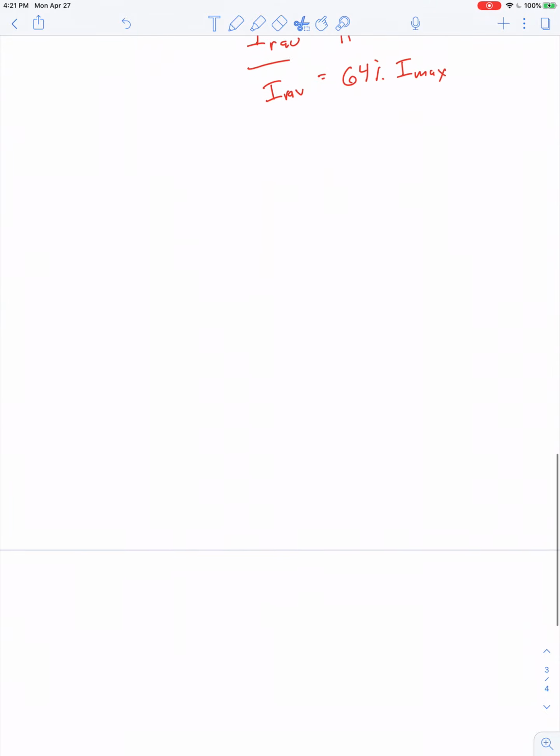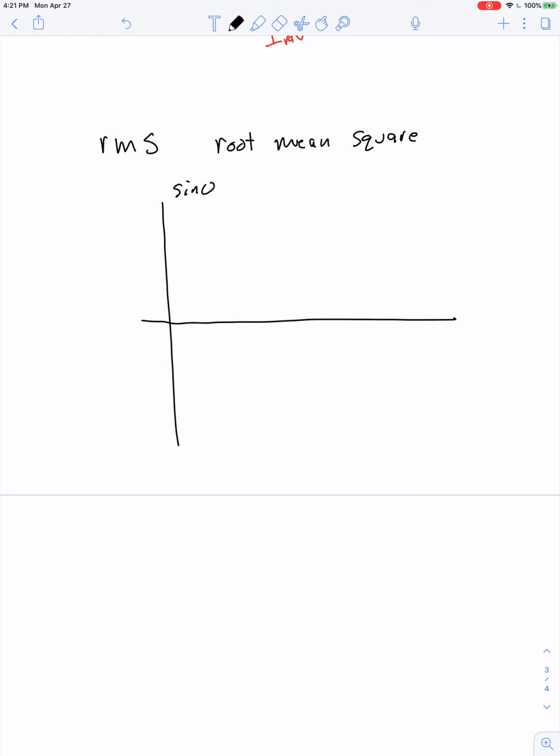Okay. Well, that's one way to express the average value of AC electricity. The other way isn't RAV, it's RMS. Instead of rectified average value, it's root mean square value. So another way we can get rid of the negatives, instead of making a graph of sine of theta versus theta, let's make a graph of sine squared. So a graph of sine of theta might look like this. The graph of sine squared then looks like this.